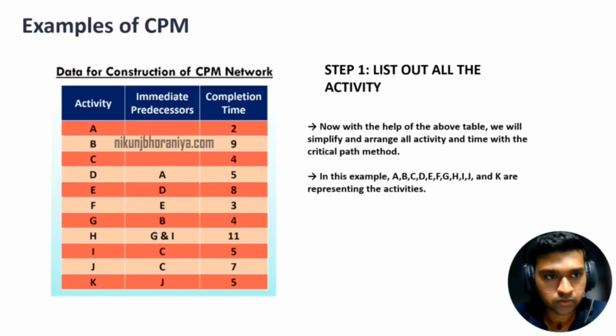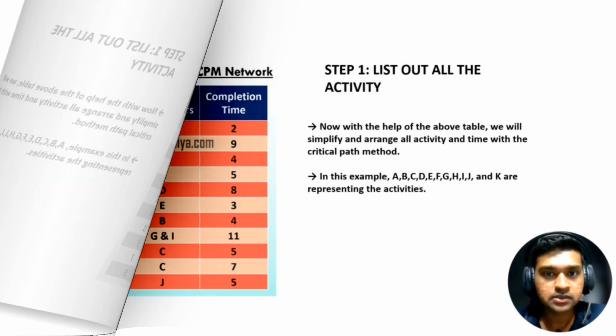Okay, now we are looking into examples of CPM. Okay, the data for construction of CPM network. Our first step is we will list out all the activities, their immediate predecessors and completion time. For this, we will refer to the table. Okay, with the help of the table, we will simplify and arrange all activities and time with the critical path method. In this example, A to K are representing the activities.